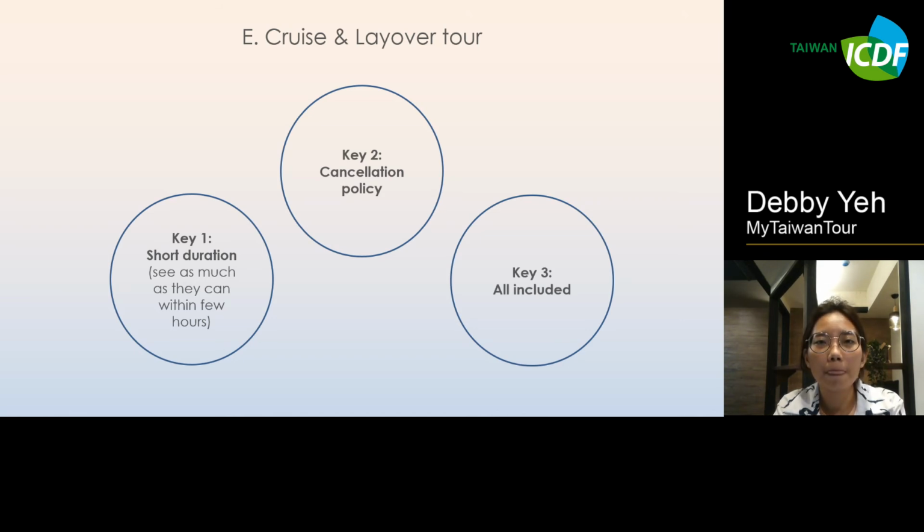But the biggest issue with this kind of group is that you must indicate the cancellation policy in your quotation very clearly for them, because the flight or the cruise might be canceled due to a natural disaster. And you cannot get in touch with the clients instantly because they might not have any internet, or they are on the cruise, so they can't receive your email right away. So you need to be prepared. If they cancel their tour one day before, what are you going to do, and what's the refund way?